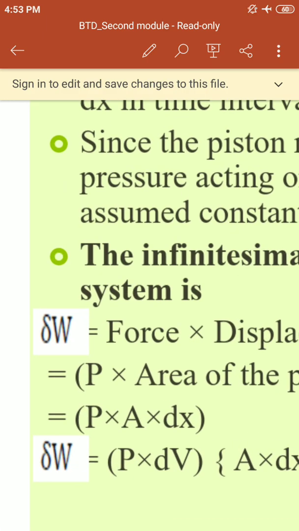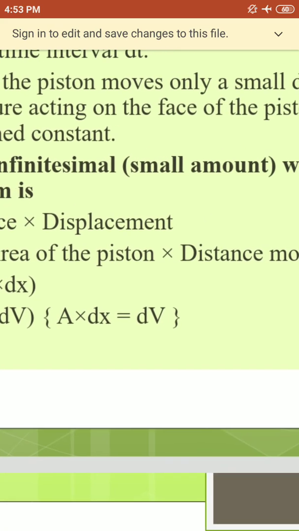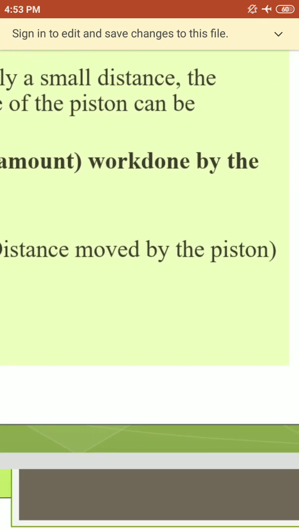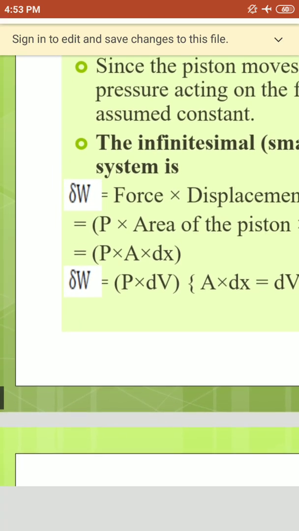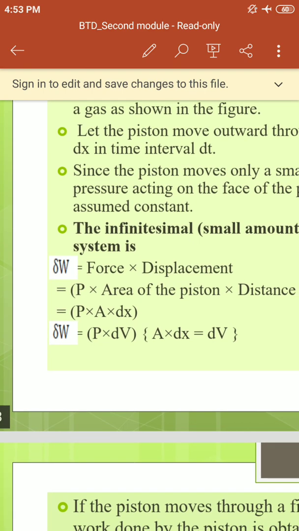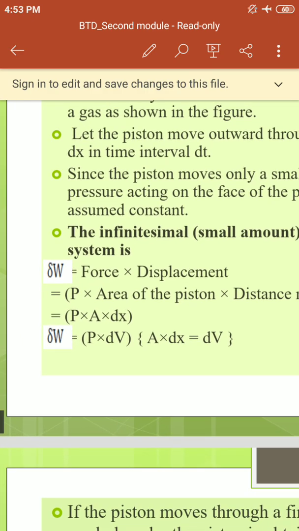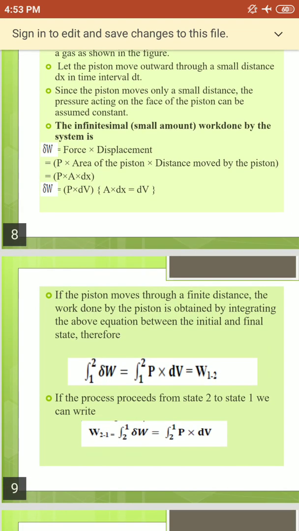This equals P into the area of the piston A, into the distance moved by the piston, that is dx. Therefore delta W equals P into area into distance, and area into distance is volume, that is dV. So P into dV, that is A into dx, which is dV, the volume. In general, work done equals P dV.